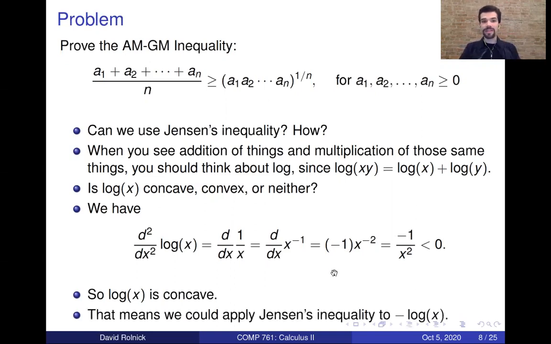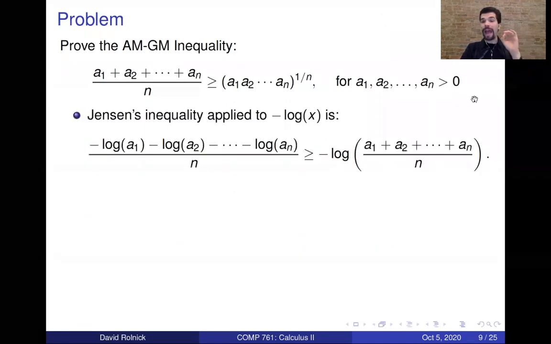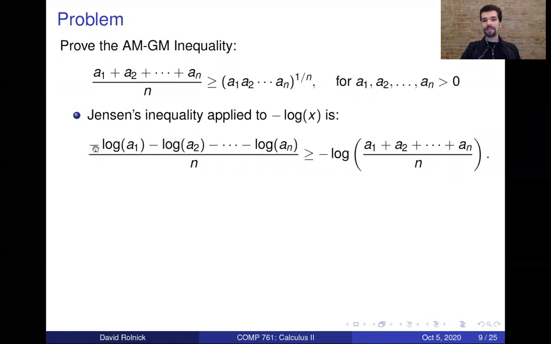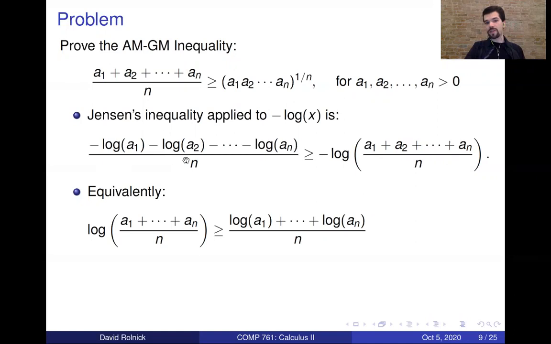Let's see what we can do with this. We can apply Jensen's inequality to the negative of log, which is going to be convex. So let's apply it to negative log x. This is, again, what we want to prove. If we apply it to negative log x for some numbers, we have the average of negative log x is greater than or equal to negative log of the average. Now let's get rid of all the negative signs. We move this over here and this over here, so it's the same as flipping the inequality. So log of the average is greater than or equal to the average of the logs.